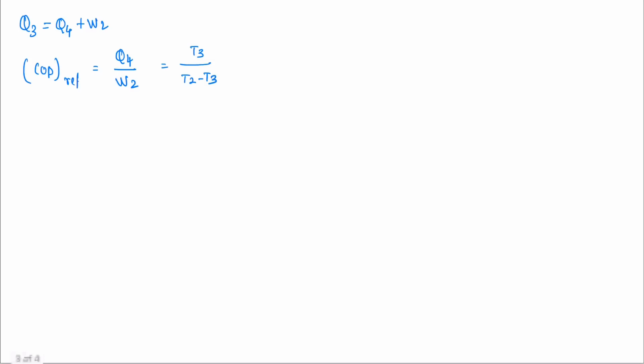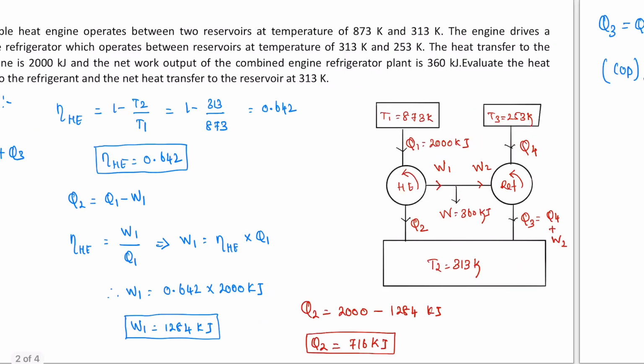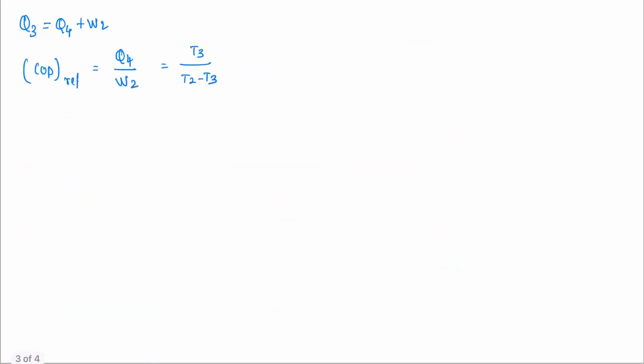T3 is the desired effect. That is, you have to receive a certain amount of heat from this temperature reservoir and you have to give it to a higher temperature reservoir of T2. Therefore, you are writing T3 divided by T2 minus T3. This T3 is the desired effect and T2 minus T3 is the work done.